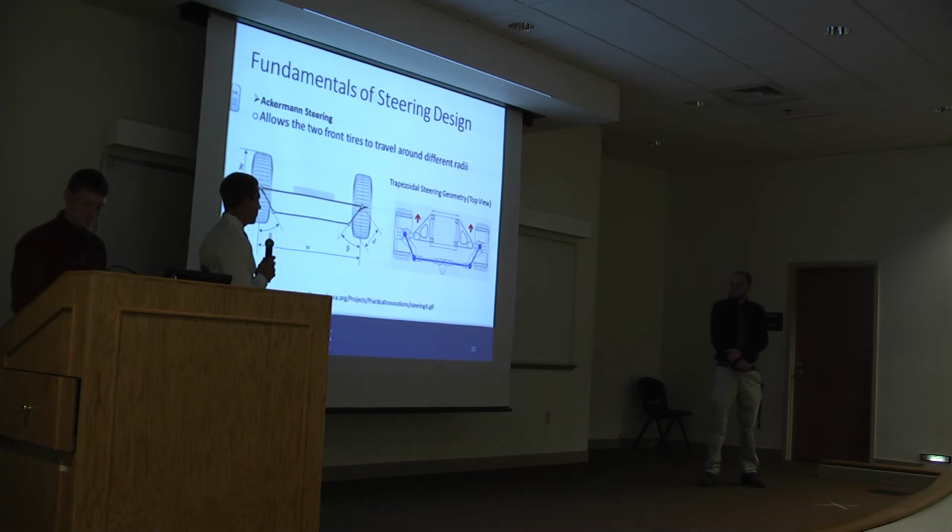The Ackerman geometry is a trapezoidal geometry as shown on the right, where the steering arms come off at an angle. The steering arm has 2 main components that it's designed around, which is the steering arm length, D, shown on the left-hand picture, and the steering arm angle, beta, also shown on the left hand.